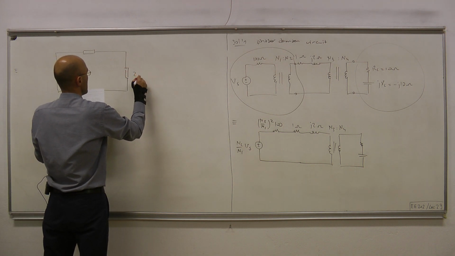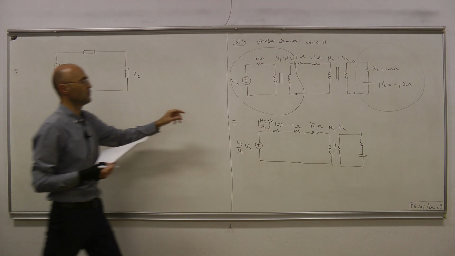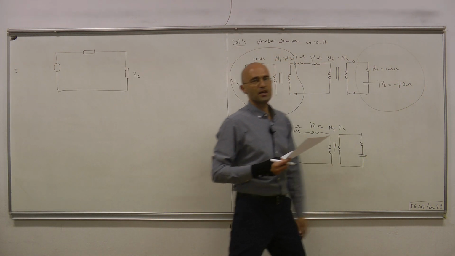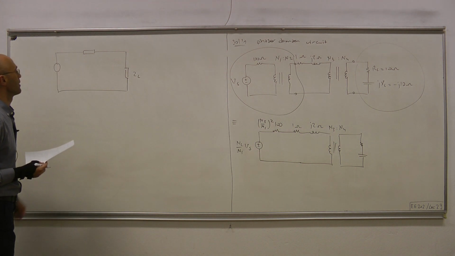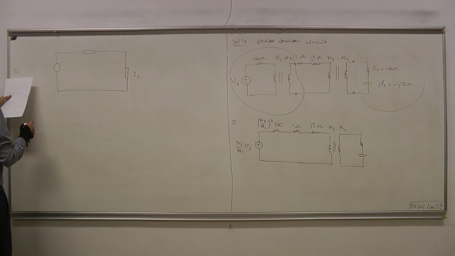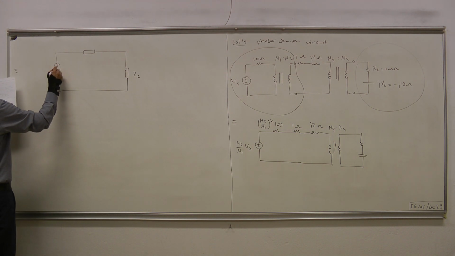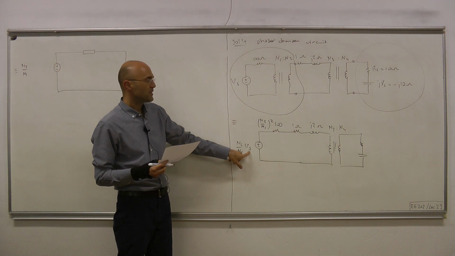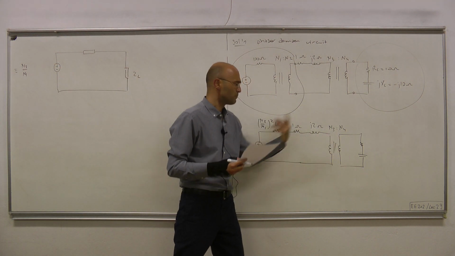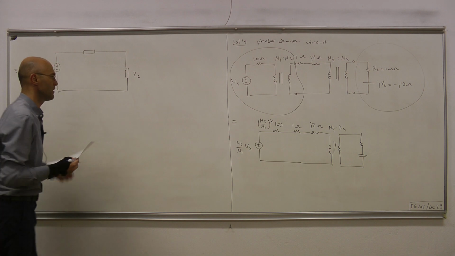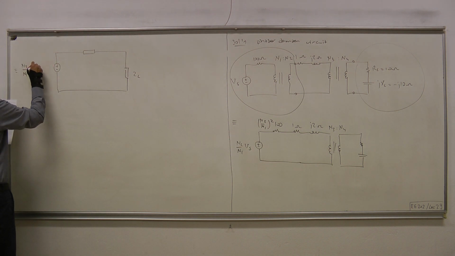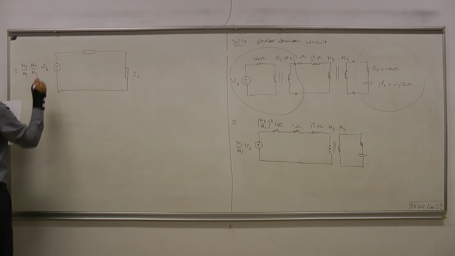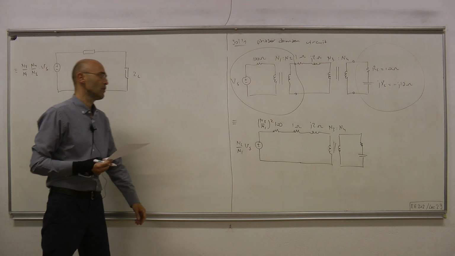Okay, this is our load impedance ZL, which is 10 minus J10 ohms. And then here we have the Thevenin voltage, N2 over N1 Vs, and then this transformer plays with it once again. What we have is times N4 over N3, and then we have Vs. So that's the Thevenin voltage.